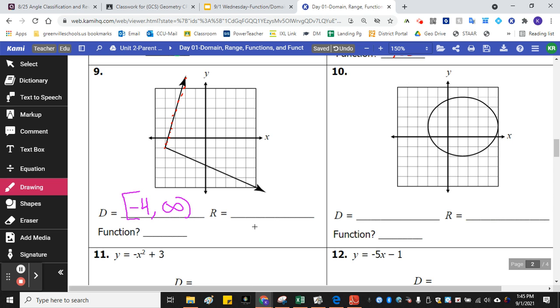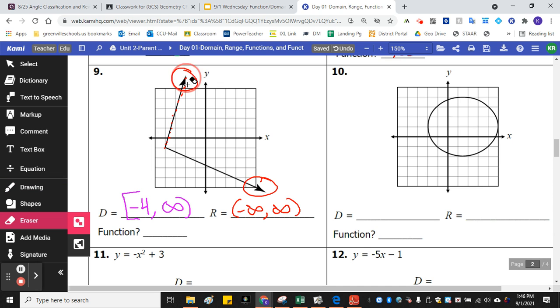Range? Start at the bottom, work your way to the top. -infinity to infinity. I've had people tell me infinity to infinity before because this is headed right. But remember with range, you're not thinking about right and left, you're thinking up and down.